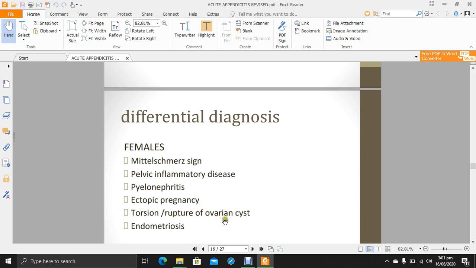Torsion or rupture of the ovarian cyst. Torsion of the ovary itself, torsion of the ovarian cyst, and rupture of the ovarian cyst.